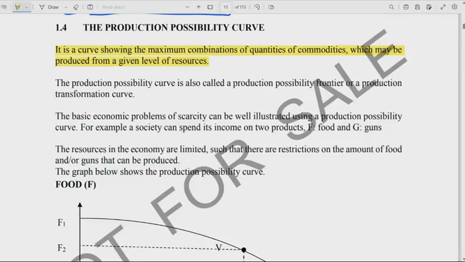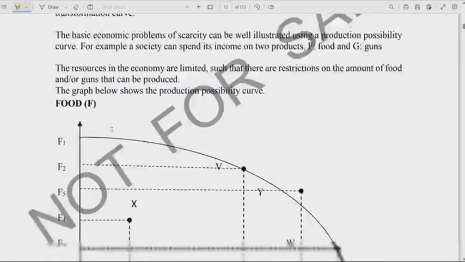So the resources in the economy are limited, and they cannot produce all the food that they want and all the guns that they want. So they have to compromise. They are restricted on the amount of food they can produce and the amount of guns they can produce. That's why we say that because of scarcity, you have to make choices.